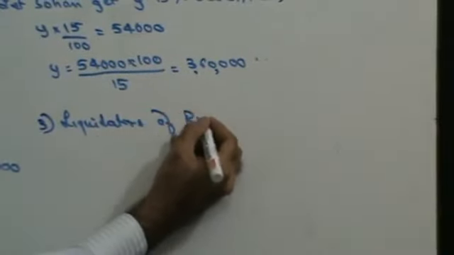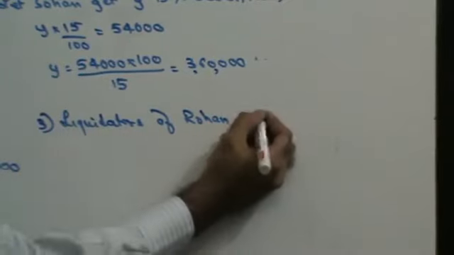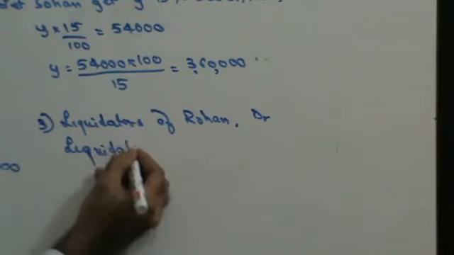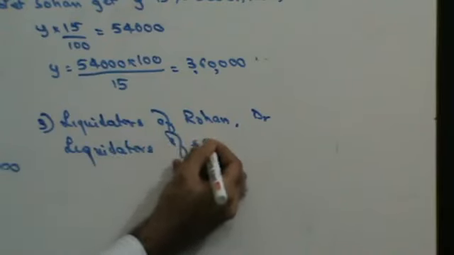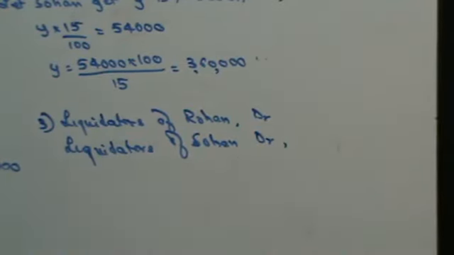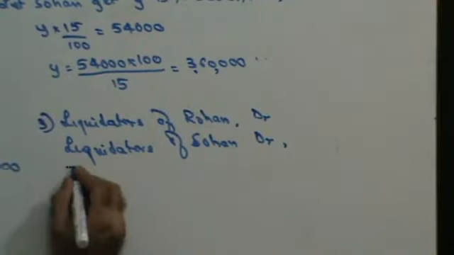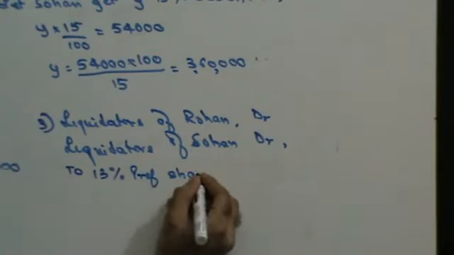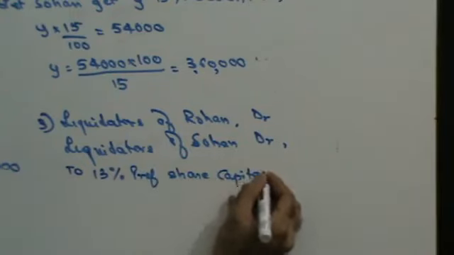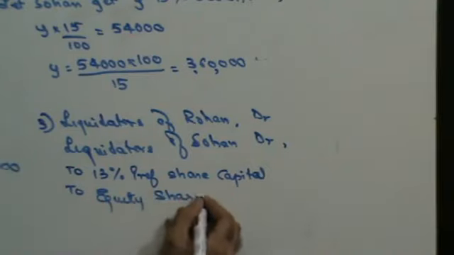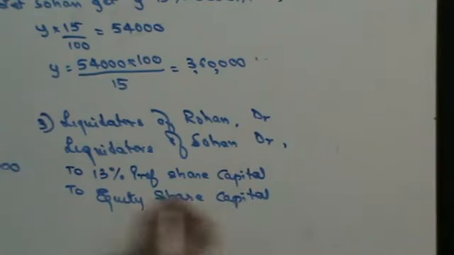of Rohan Limited, debit, liquidators of Sohan Limited, debit. What all are you going to pay them? You are going to be paying them to 13% preference share capital, to equity share capital, to securities premium.